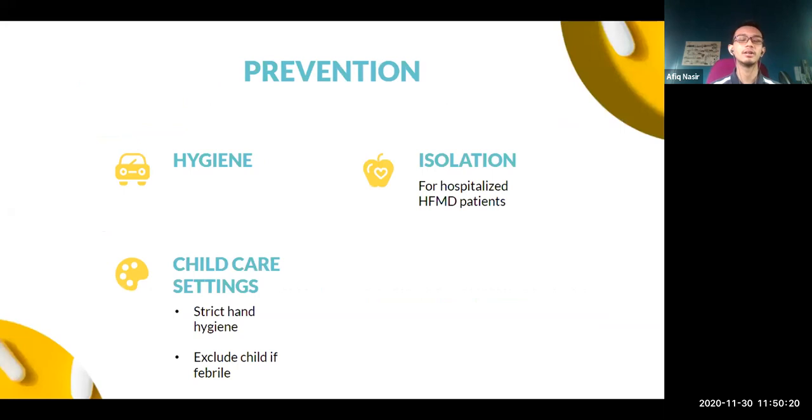Okay, lastly, on how to prevent hand, foot, and mouth disease. To prevent this disease, hygiene is of the utmost importance. So parents and teachers alike should teach the children proper hand hygiene to avoid this disease. And the childcare settings should have a strict hand hygiene protocol. And if the child appears febrile, exclude the child from coming to the childcare center. And in a hospital setting, for hospitalized HFMD patients, the patient should be isolated from other patients to avoid transmission of the disease to the other patients.